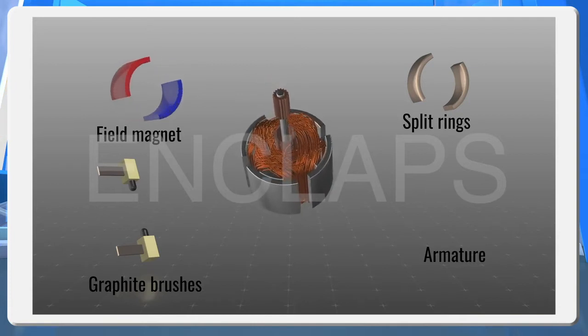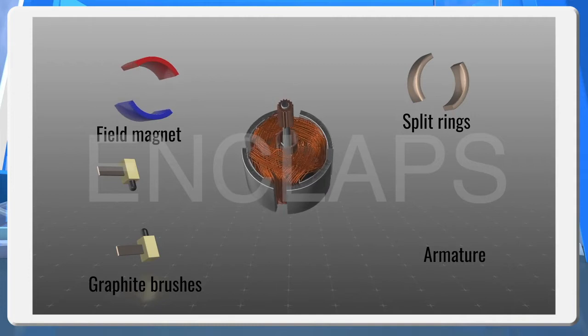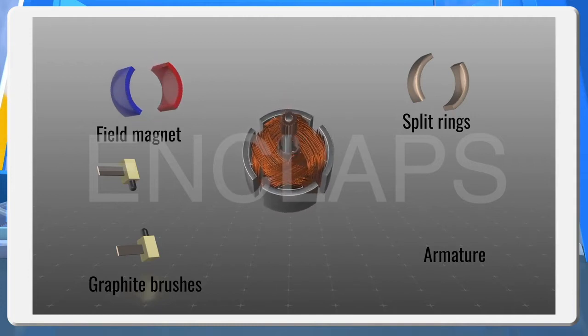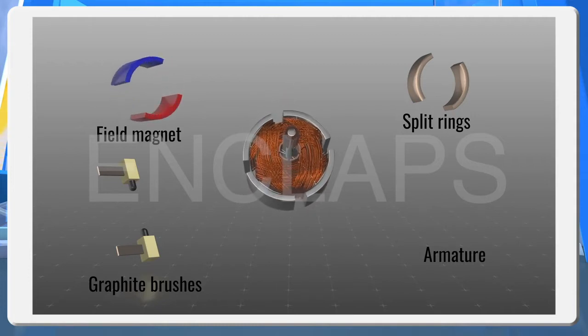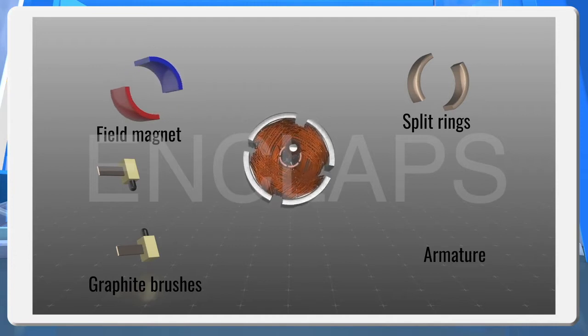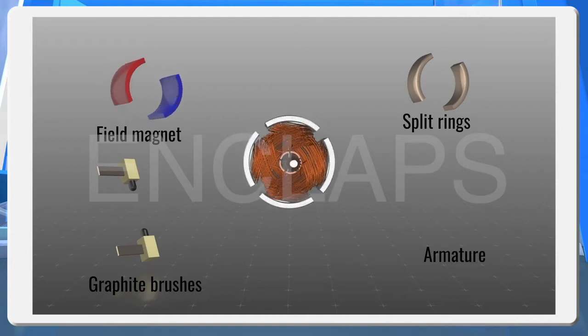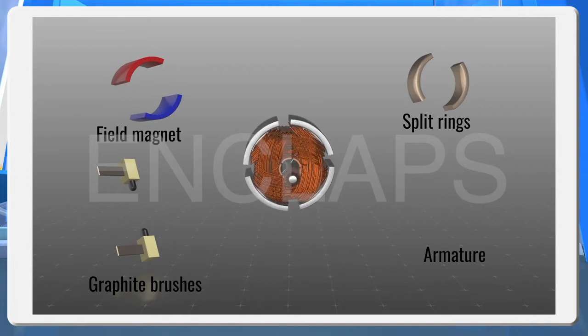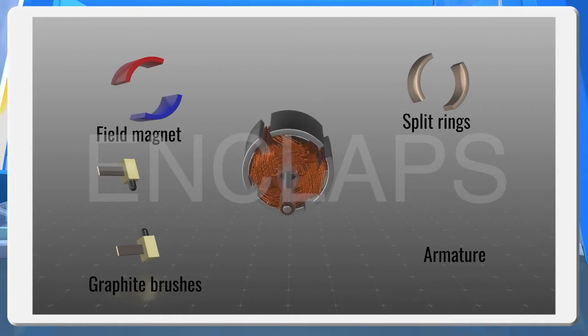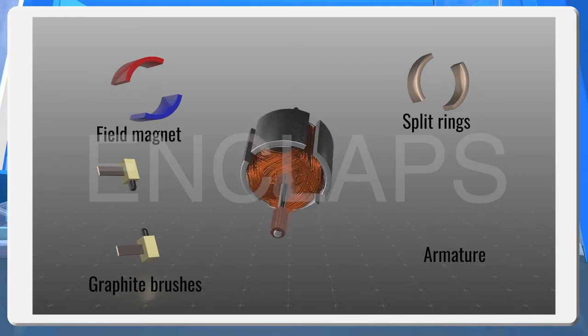The armature is mounted in between two strong poles about an axis of rotation. The rings are in contact with a pair of brushes, but they are not fixed. An electric motor converts electric energy into magnetic energy and then into mechanical energy.